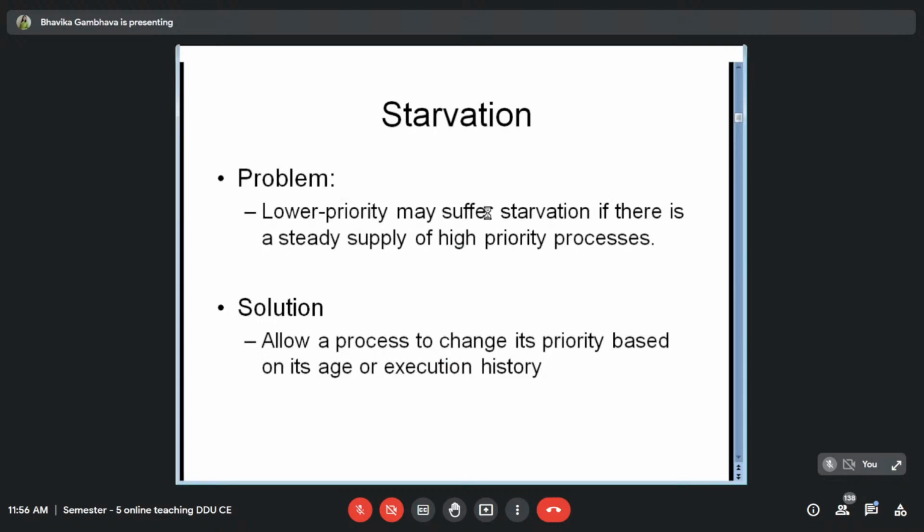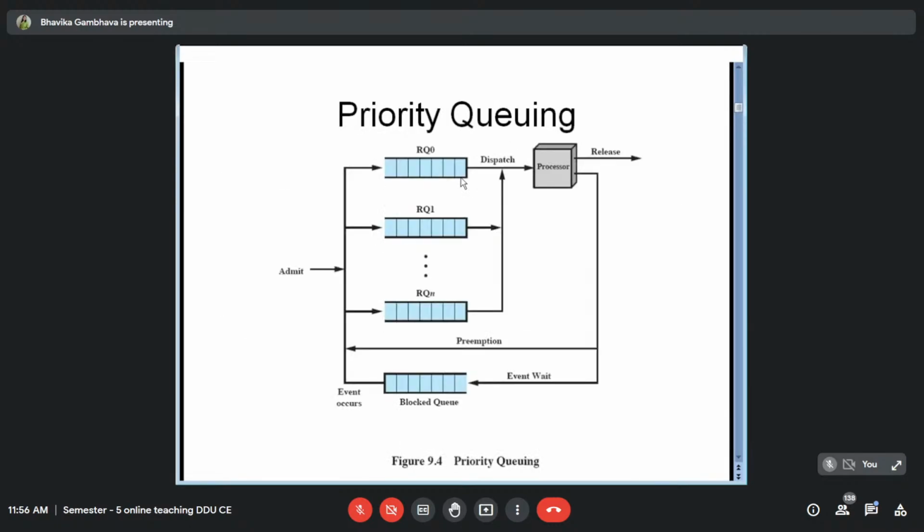Now if we are going for priority based queuing, then one problem could be that a low priority process will be suffering starvation if there is always a high priority process present. Like let us say we have some processes in this queue, and there are processes here, and here there is just one simple process which is waiting. Now before we complete this, again there is one process coming here. If there is a steady supply of higher priority processes, then this one will suffer starvation.